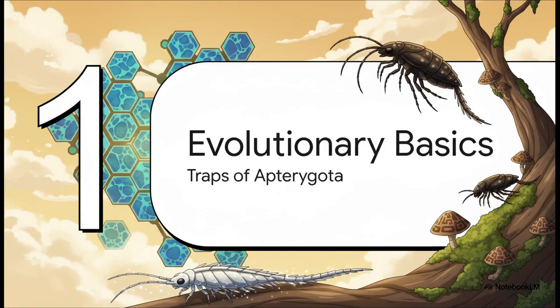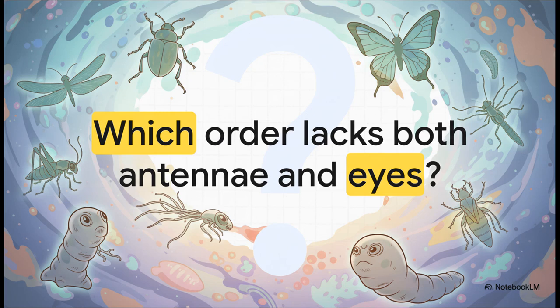Right, let's kick things off with Section 1, Evolutionary Origins and Basics, or as I like to call it, the Traps of Apterygota. We're starting right at the foundation of your syllabus, the Apterygota. Since these primitive hexapods never evolved wings, they hold on to some really tricky ancestral secrets. Picture this. You sit down for your viva, and the examiner hits you with this classic trap.